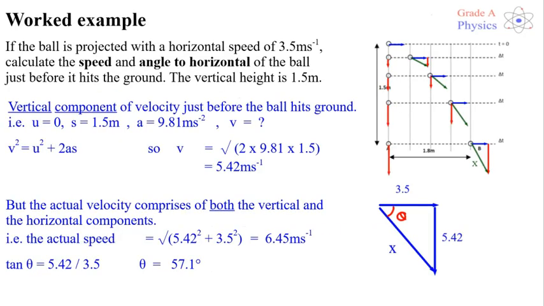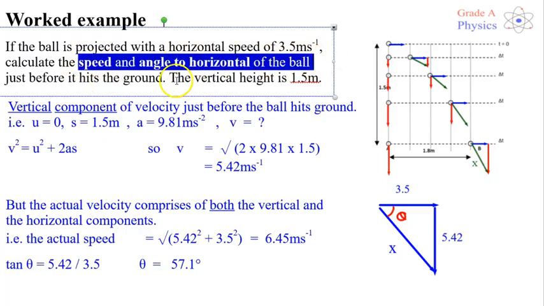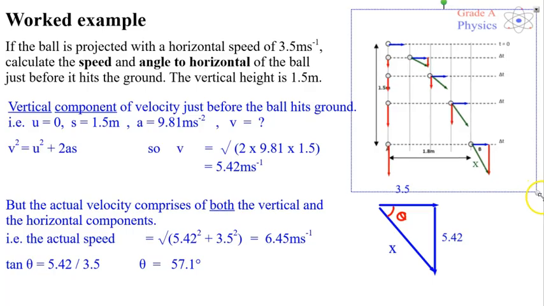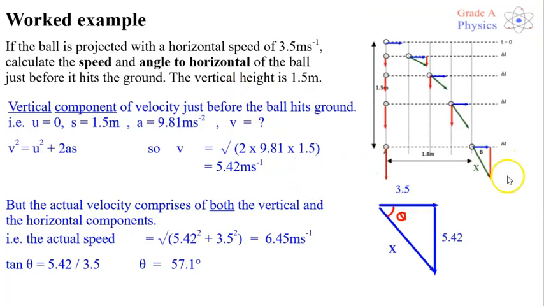So let's look at a worked example. We've projected a ball with a speed horizontally of 3.5 meters per second. It says find the speed and the angle to the horizontal of the ball just before its impact. The vertical height is 1.5 meters. Okay, so it's quite useful to consider this analysis that we've just made here. In order to work out this value x, shown here, this green hypotenuse, I'm going to need the horizontal component. Well, we know that hasn't changed, 3.5.